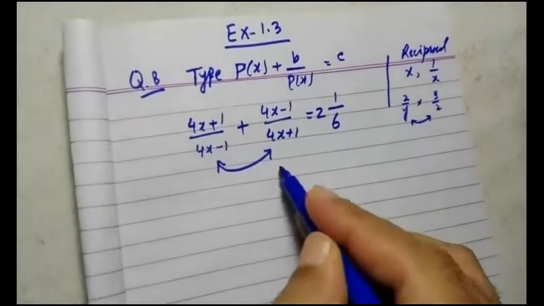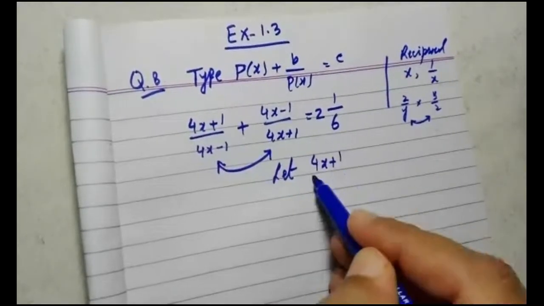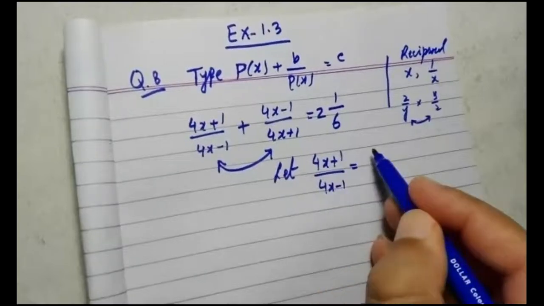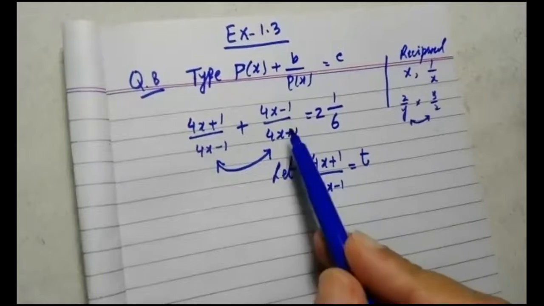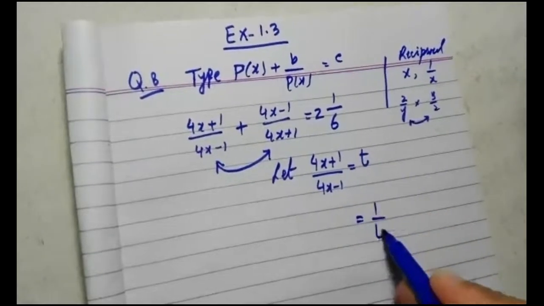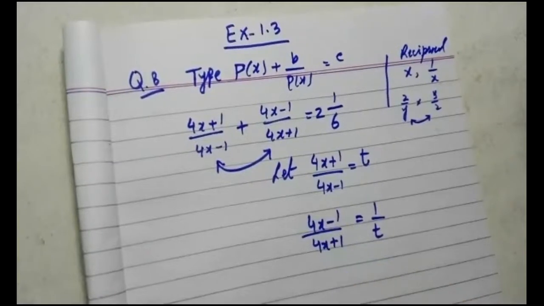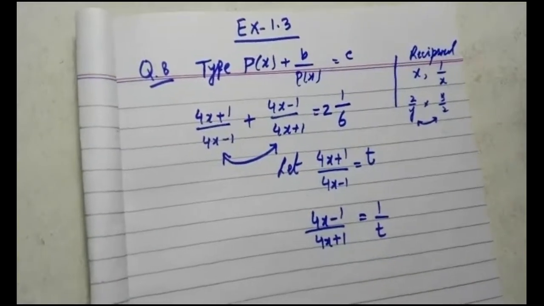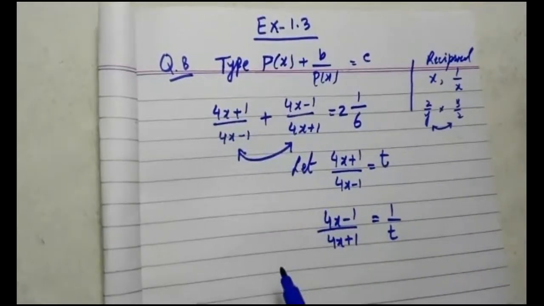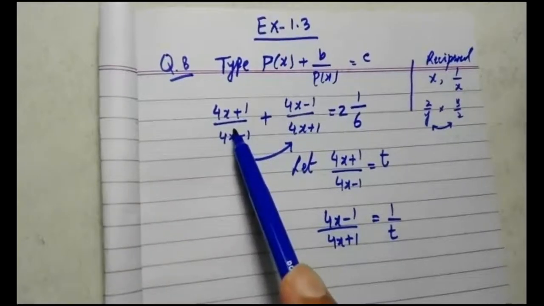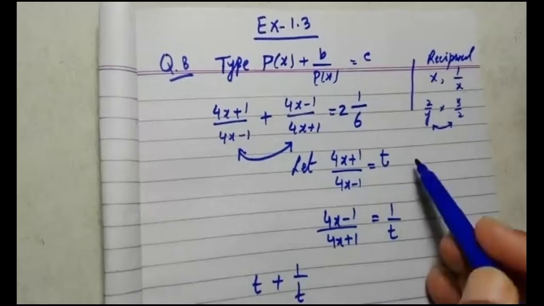Substitution means you have to take one of the terms and substitute it with any other letter. Like you will write 4x plus 1 over 4x minus 1 equals t. Now, what will you do? If it is t, and you take its reciprocal, it will become 4x minus 1 over 4x plus 1. By doing this, you will be able to substitute these values in the above equation. I have taken this term as t, so I would write it as t, and the next term will become 1 over t.